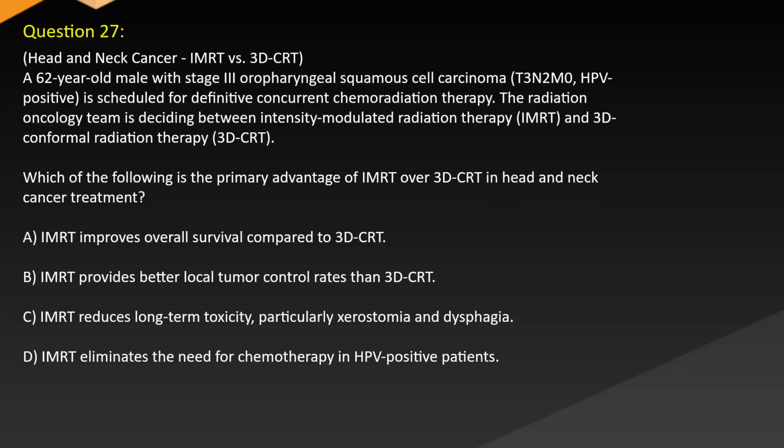Question 27. Head and neck cancer. IMRT versus 3DCRT. A 62-year-old male with HPV-positive oropharyngeal squamous cell carcinoma is scheduled for definitive concurrent chemoradiation therapy. The radiation oncology team is deciding between intensity-modulated radiation therapy (IMRT) and 3D conformal radiation therapy (3DCRT). Which of the following is the primary advantage of IMRT over 3DCRT in head and neck cancer treatment?